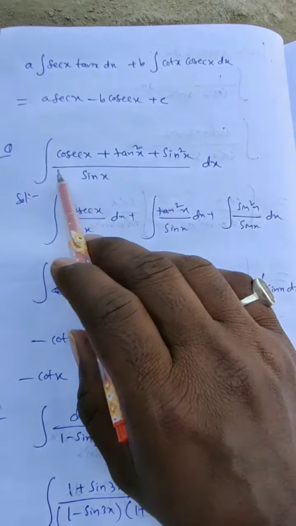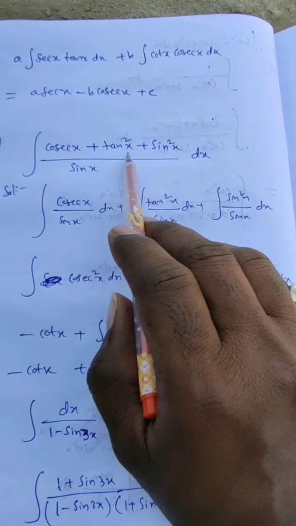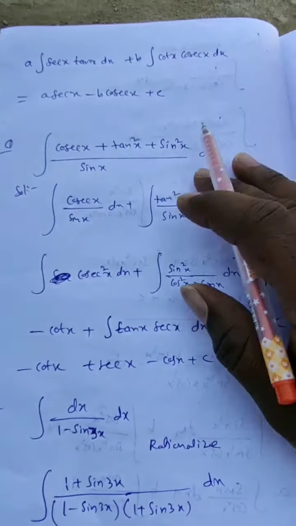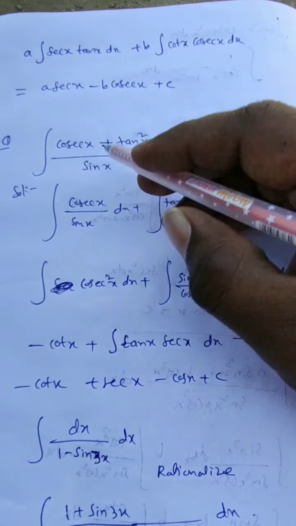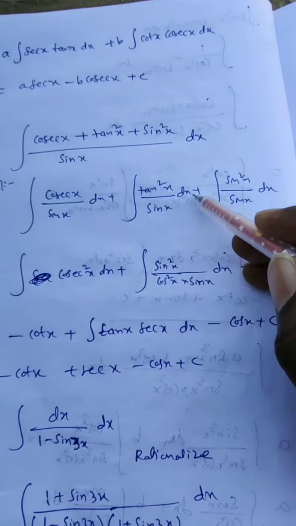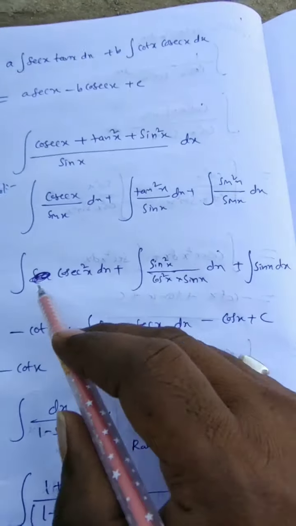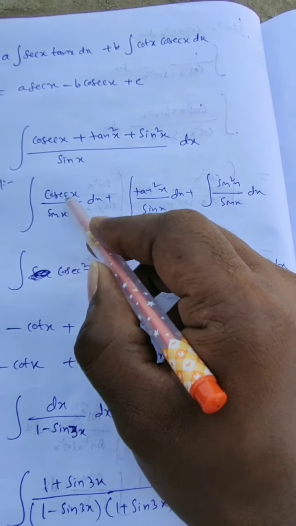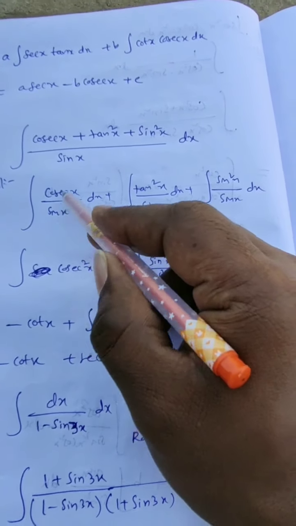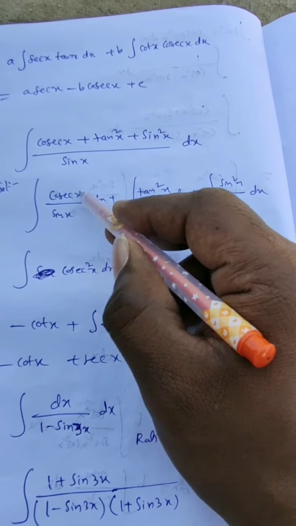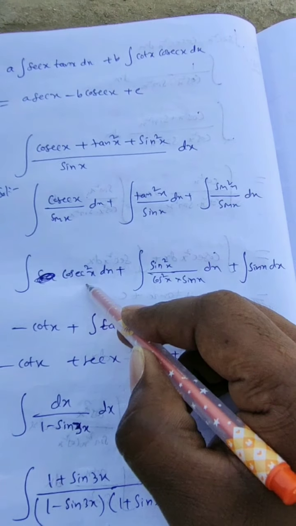I will repeat again. So integration of (cosec x plus tan²x plus sin²x) divided by sin x dx. You have to find integration of this. Now you separate this one. I get cosec x upon sin x dx plus tan²x upon sin x dx and sin²x upon sin x dx. You know here, 1 by sin x is nothing but cosec x. So cosec x into cosec x, cosec²x.